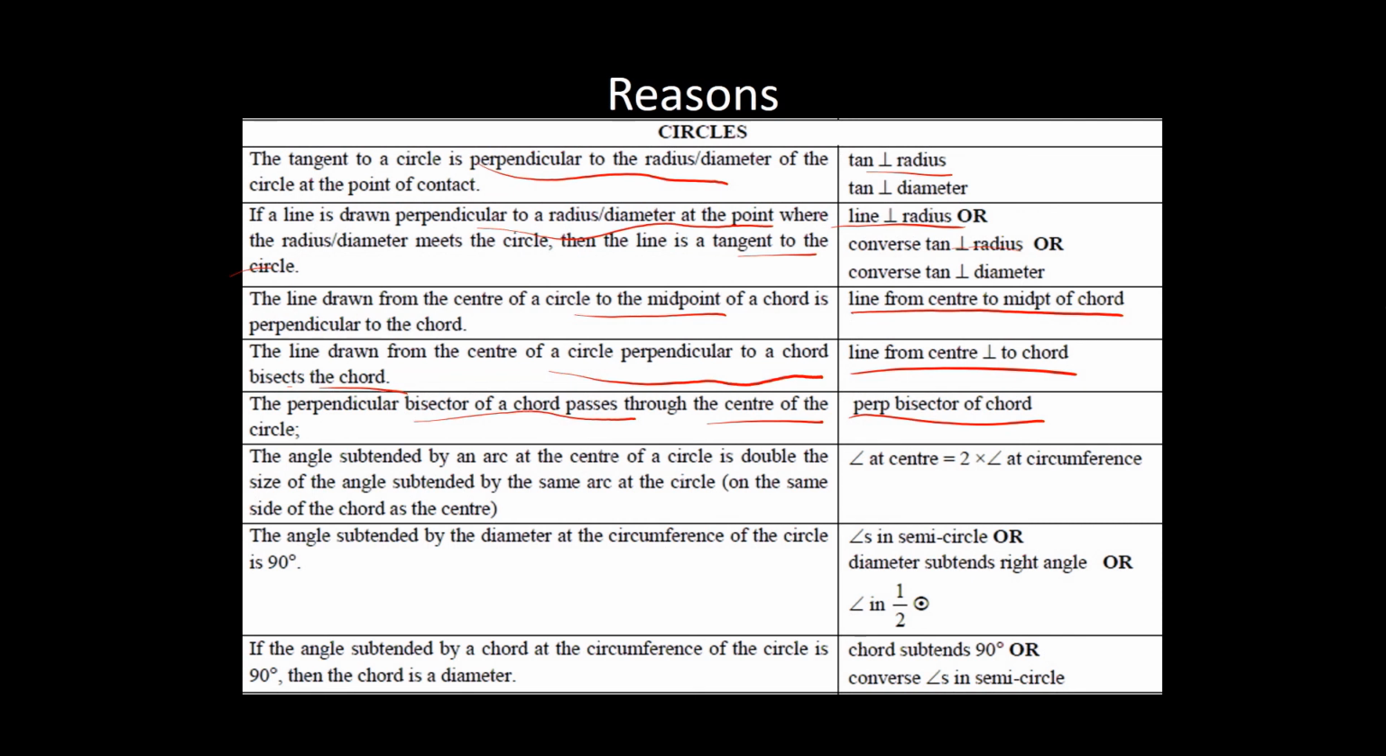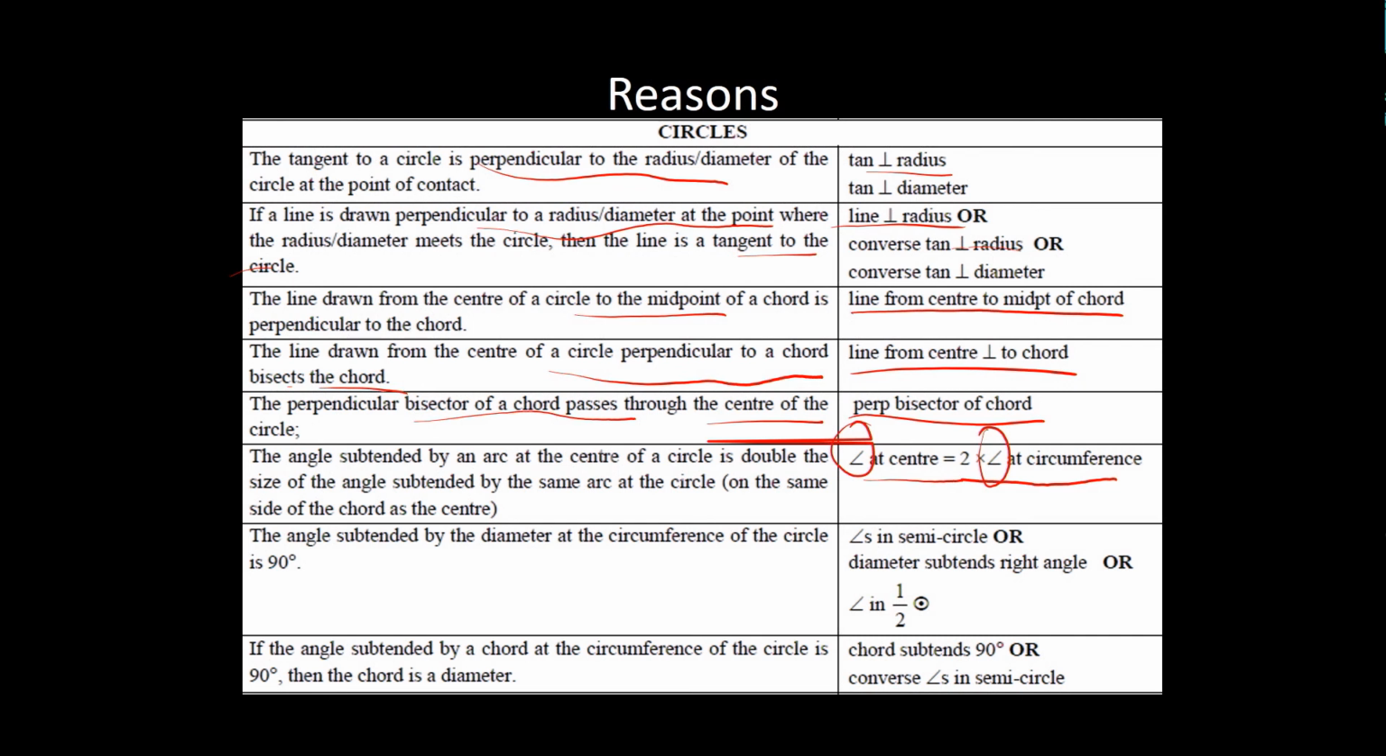The angle at center is twice angle at circumference. We did look at all the different 3 diagrams there. This is one that you need to be able to prove. So the angle subtended by an arc, it's quite a long theorem to have to state out in words. So you can simply abbreviate that to angle at center is equal to 2 times angle at circumference. And of course you can use those symbols to represent angle.